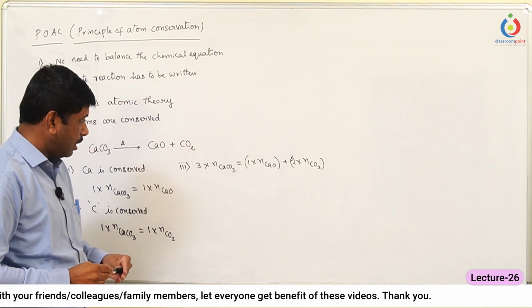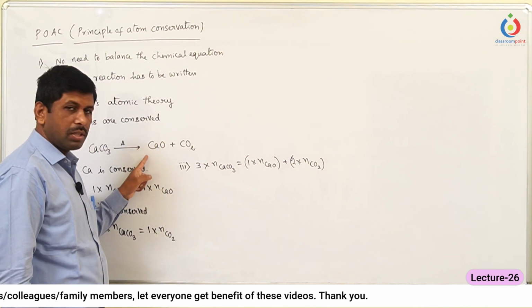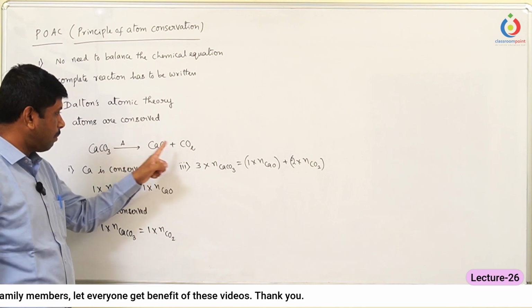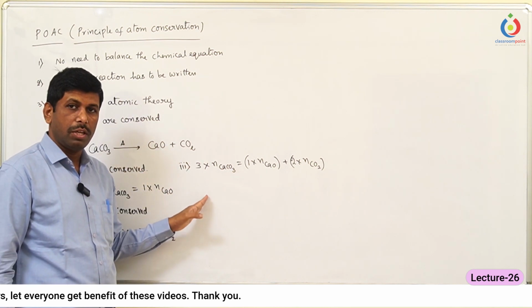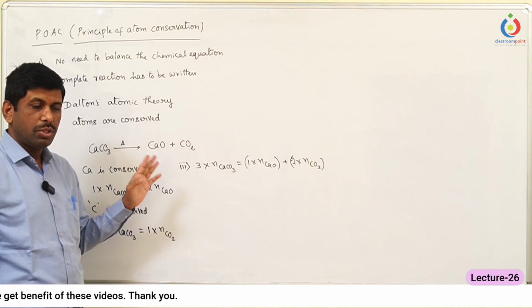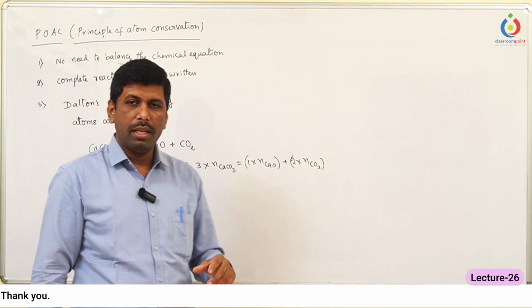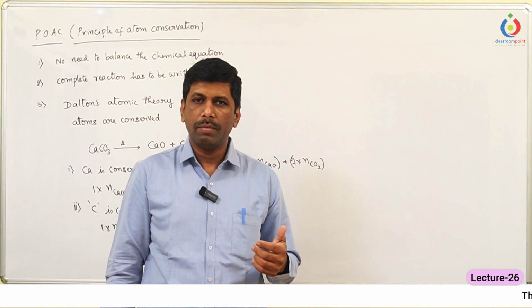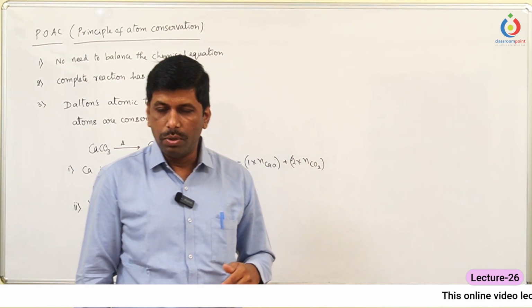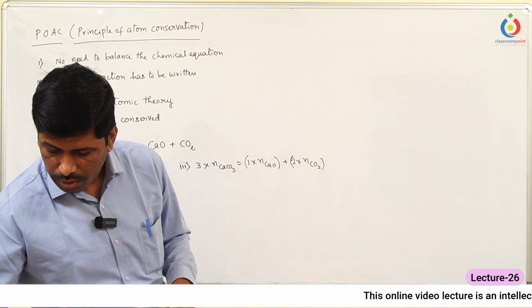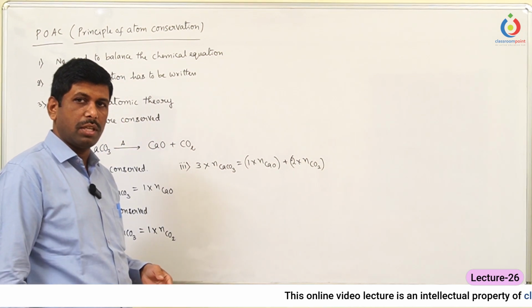This is what I said. Without writing calcium oxide, if you write only carbon dioxide, we get the wrong answer if oxygen atoms are conserved. That is the reason why we must know the complete reaction to apply POAC, and the only thing is it is not necessary to balance the equation. So let us see some questions now.